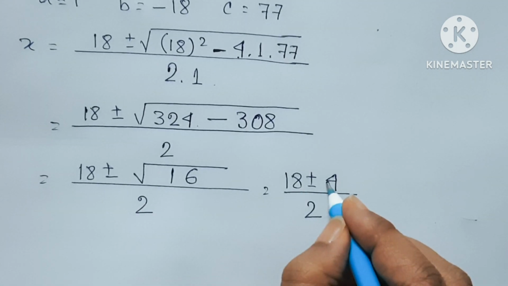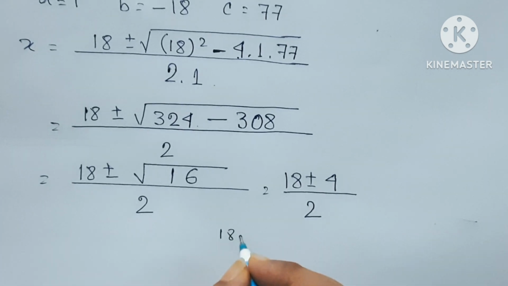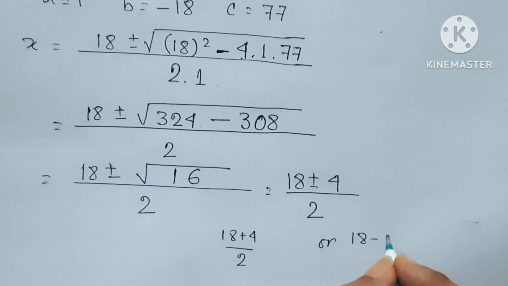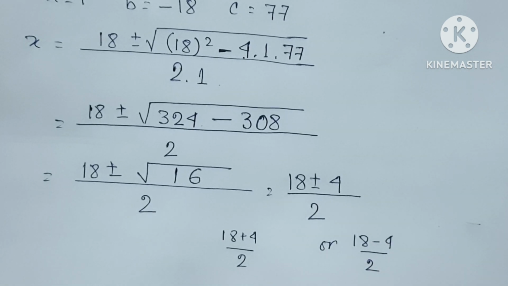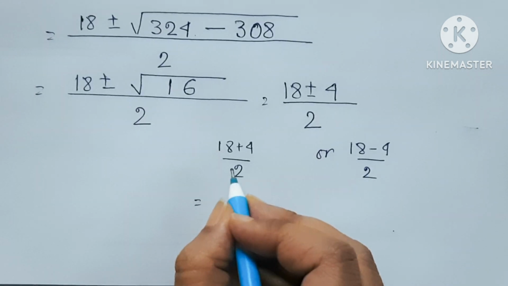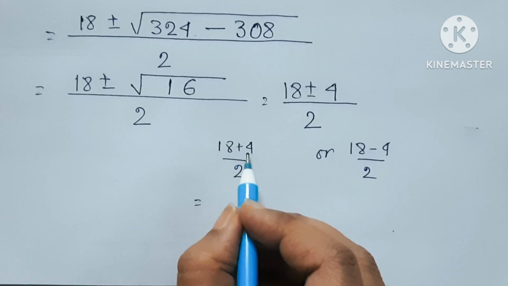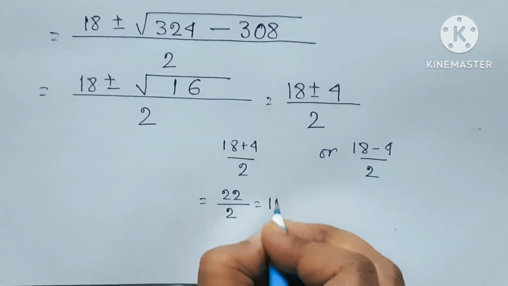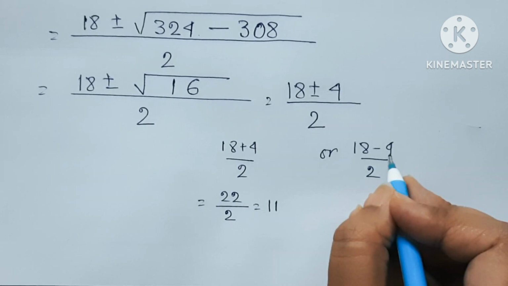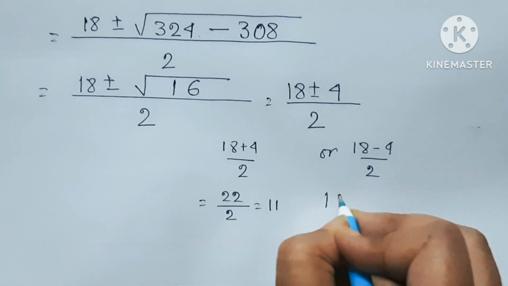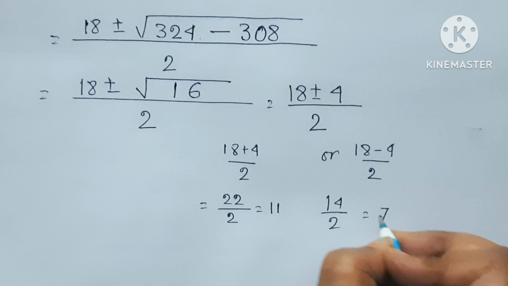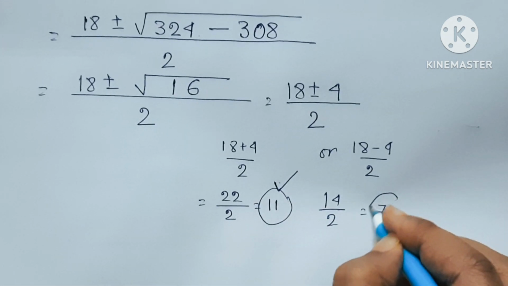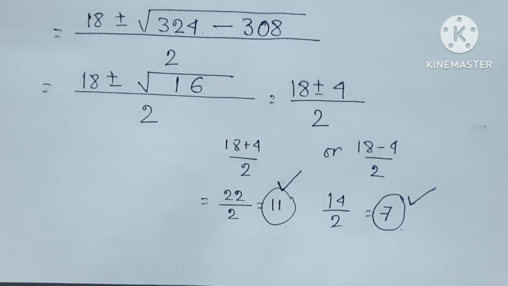Okay. Now 18 plus 4 by 2 or 18 minus 4 by 2, okay. So from here you will get 18 plus 4 means 22 by 2 equal to 11, and 18 minus 4, that means 14 by 2, that means 7, okay. So this equation has two roots, one is 11 and another one is 7, okay.